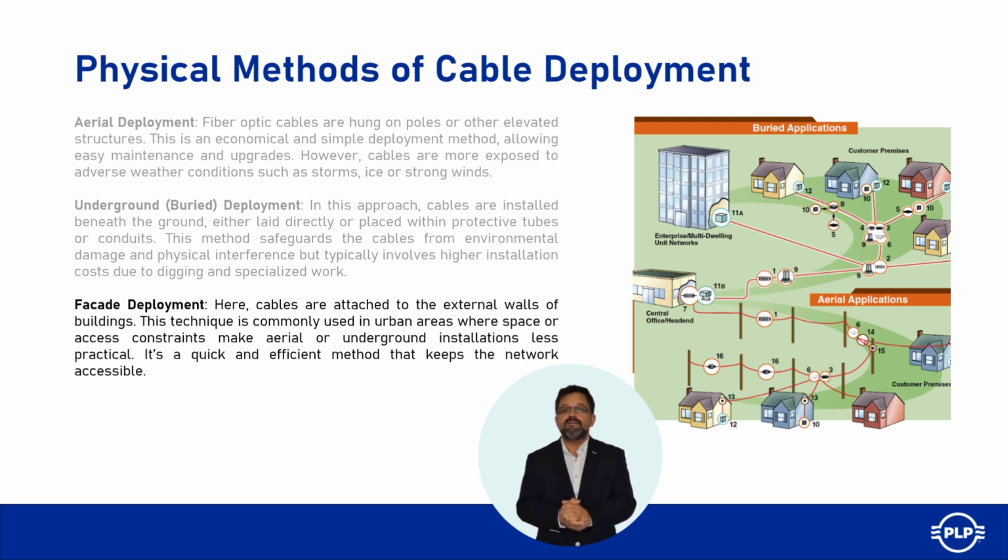And finally, there's facade deployment, a popular choice in dense urban areas where aerial or underground installation isn't practical. Here, fiber cables are mounted along building exteriors. It's a fast and efficient solution that still provides easy access when needed. It's quite popular in Spain or Belgium. Each method has its place. The best choice always depends on the specific goals and site conditions.